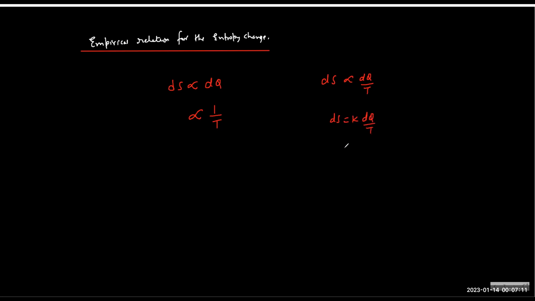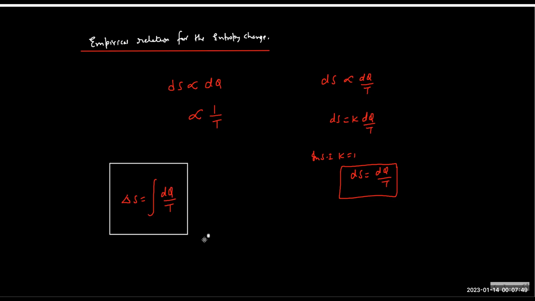But every empirical relation we always try to keep as simple as possible. So we take k equals 1, and we simply define dS equals dQ by T. The change in entropy is the amount of heat supplied to a system at a given temperature. So you can say delta S is the integration of dQ by T. That is the definition of entropy which we follow.